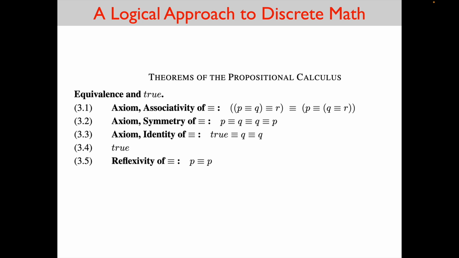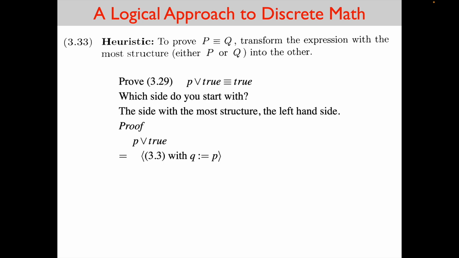Okay, so here is 3.3, axiom identity of equivalence: true equals Q equals Q. So with Q replaced by P, that would be true equals P equals P. Now let's go back. So here we are, and what we're going to do is replace that true with P equals P. So we bring down the P or, and then in place of the true, we have P equals P, because 3.3 says that true equals P equals P. So we substitute equals for equals with Leibniz, and we have P or (P equals P).